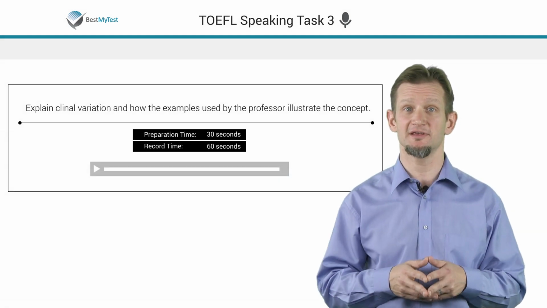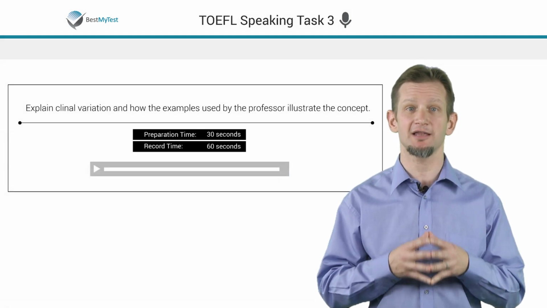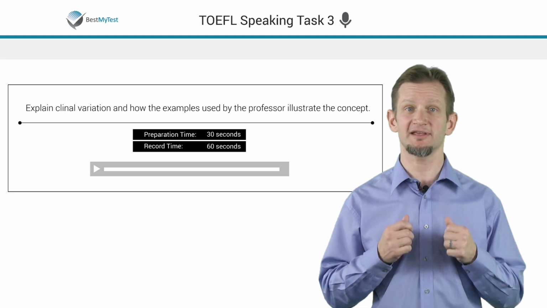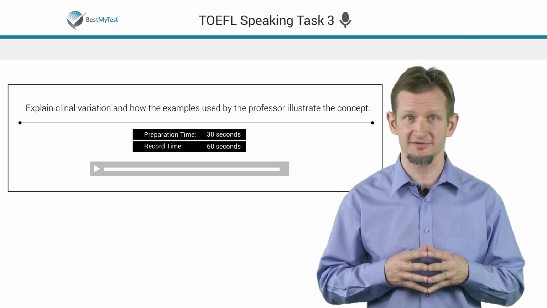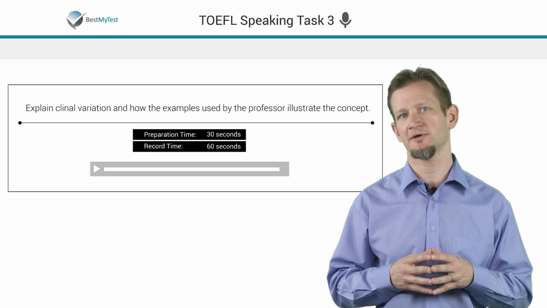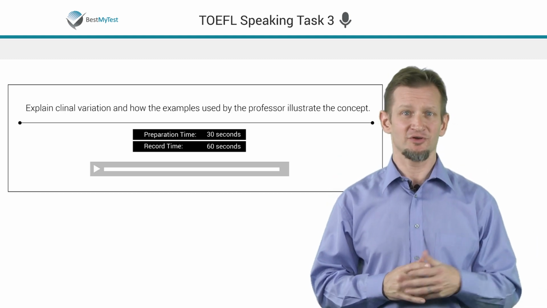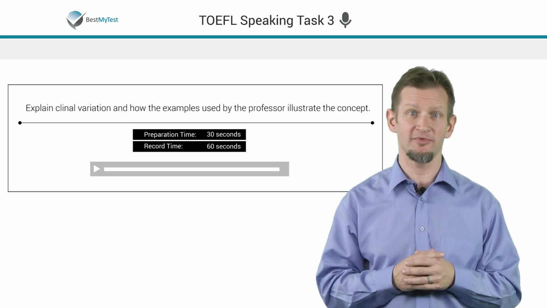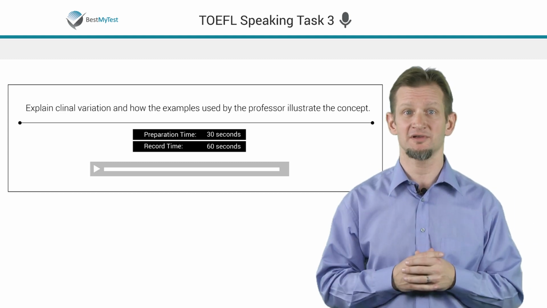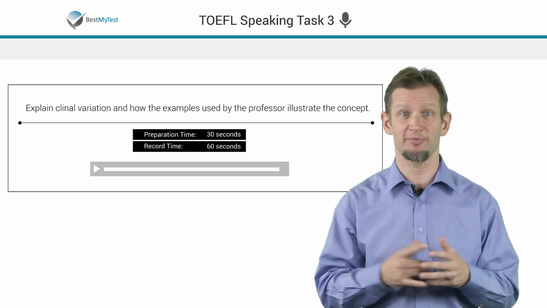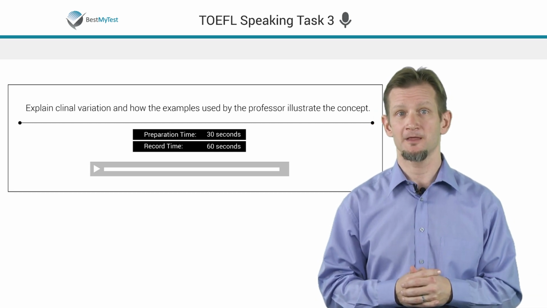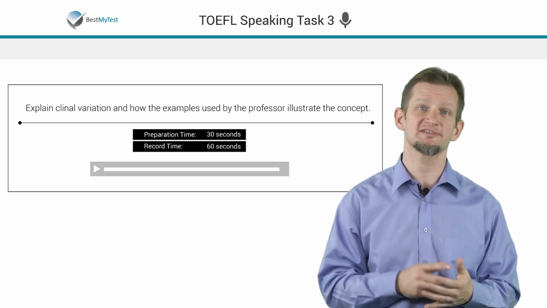Okay, as you can see, the question is: explain clinal variation and how the examples used by the professor illustrate this concept. Now this is a typical speaking task 3 question. You're asked to describe the academic term you read about using the examples given by the professor in the lecture. Now once you see the question, you've only got 30 seconds to prep.